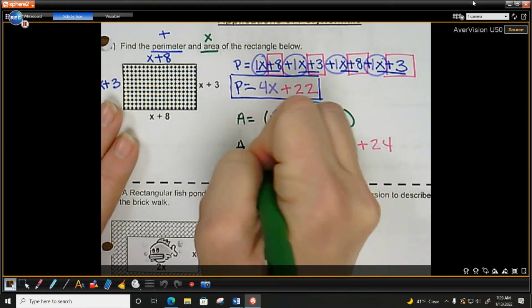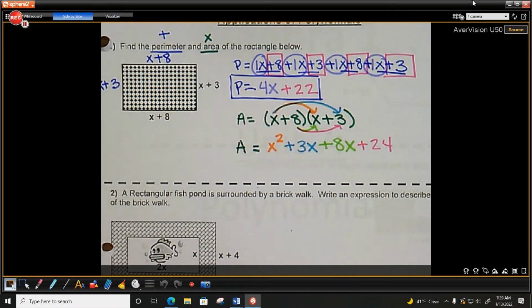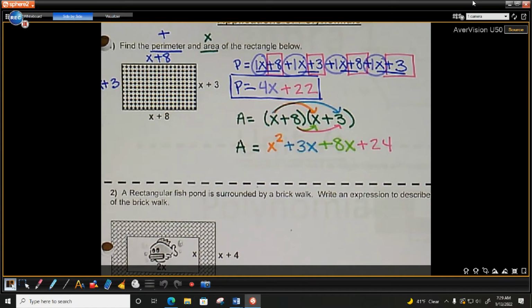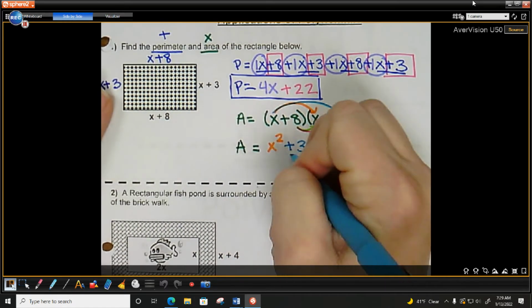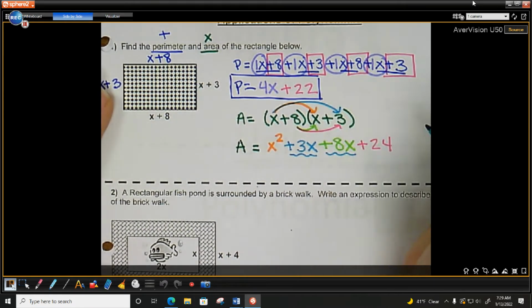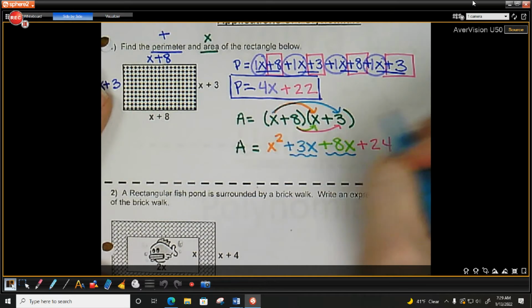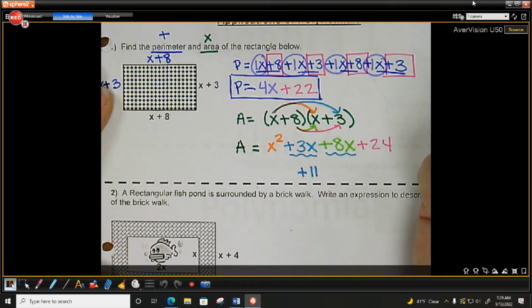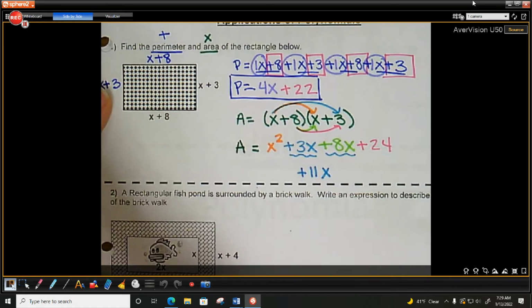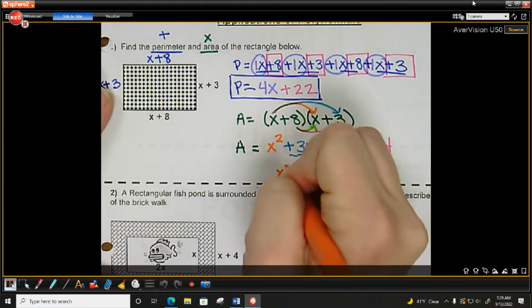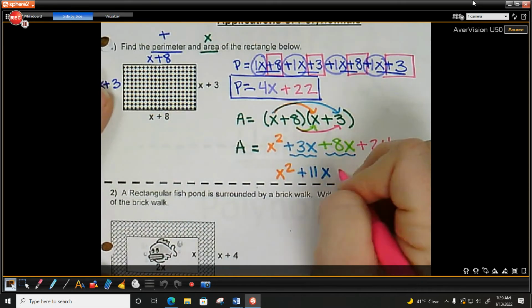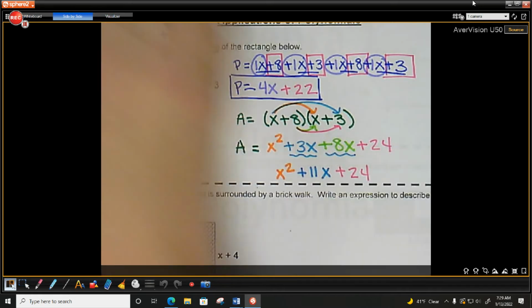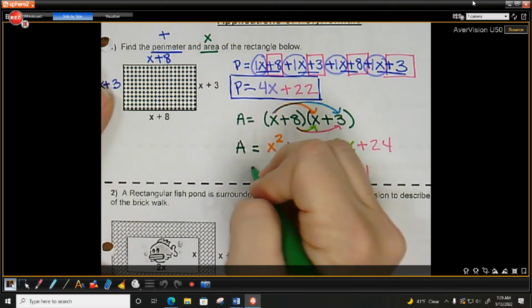So when we're multiplying, we first multiply, but then what operation are we doing? Adding or subtracting. Do I have like terms here? Yes. What are my like terms? What's 3 plus 8? 11. So plus 11. Does it become x squared, guys? No. Drop down your x squared. Drop down your plus 24. And your area is equal to that.